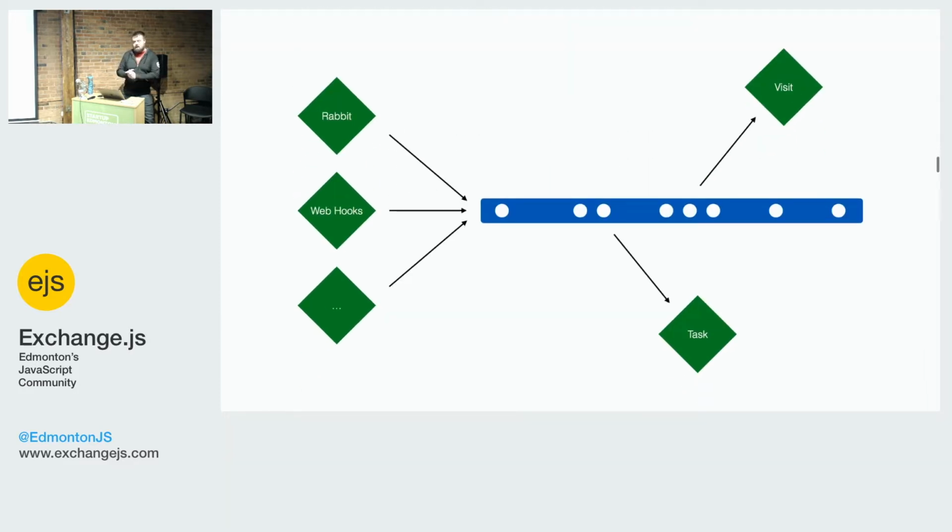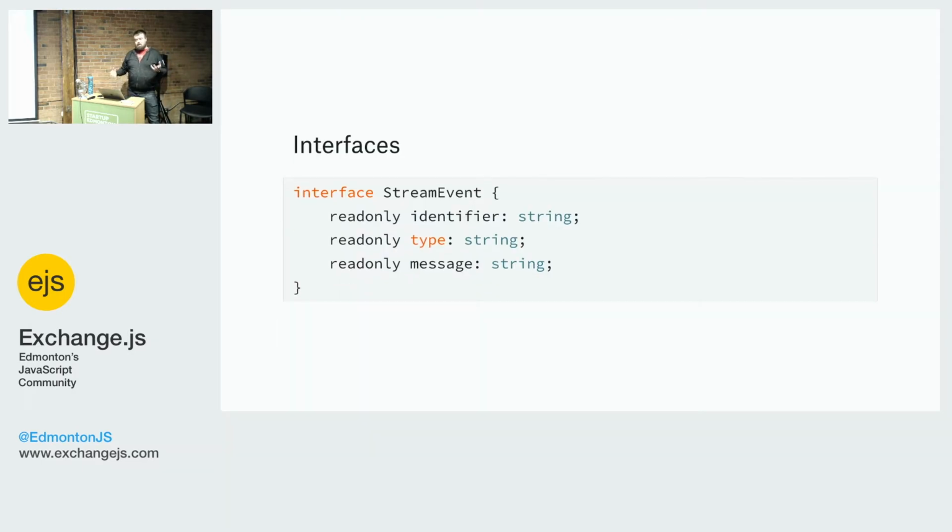So the service at a high level is a notification service. We have multiple inputs, Rabbit, webhooks, whatever else. And then this big blue bar here is basically an observable queue throughout the thing. And then we have different objects that will latch onto this queue and handle events as they come through. So since we have multiple inputs, it's really important that they're of a predictable shape.